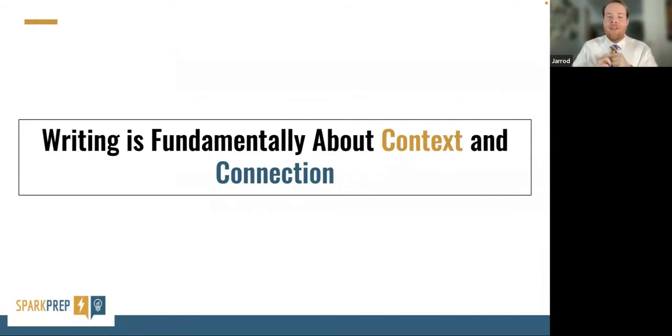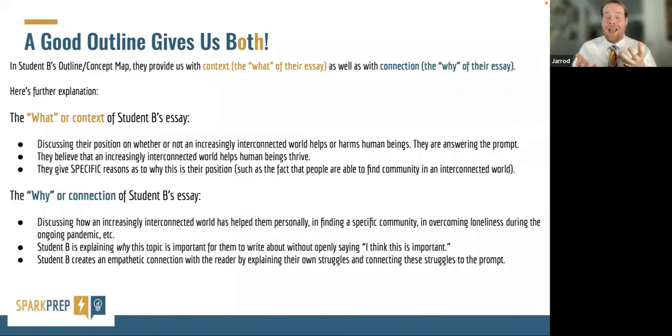Now, one thing that I discussed earlier was the idea of the what and the why in an essay. One of the most universal truths about writing any kind of essay, or writing in general, is that it's fundamentally about context, the information you present, and connection, how that information connects to your reader or your audience. A good outline gives us both. So in student B's outline or concept map, they provide us with the context, the what, or the information that we need to understand what they're saying, as well as the connection, the why it's important for us as a reader to read their essay and to absorb this information.